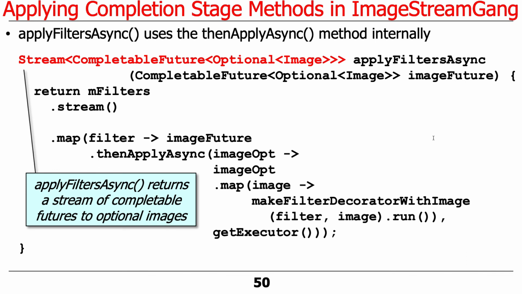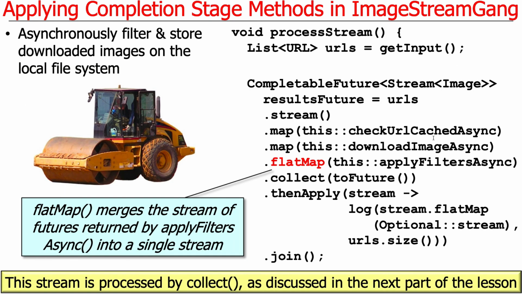So we're actually doing computation that won't even start to run until a terminal operation is ultimately reached. So the output of flat map will be essentially this stream of completable futures to all the asynchronously transforming and storing images. And that'll come back as a single stream. And as we'll see, this stream is going to be processed by collect, as we'll see in the next part of the lesson.